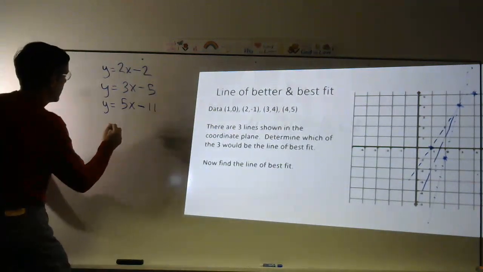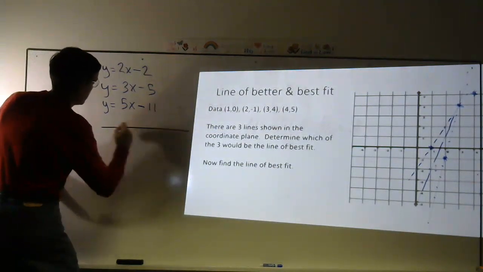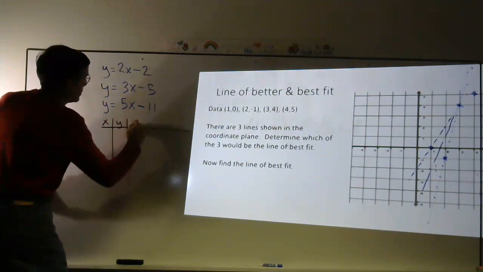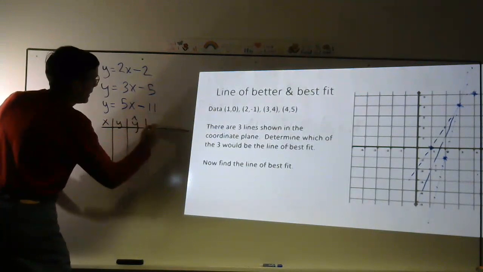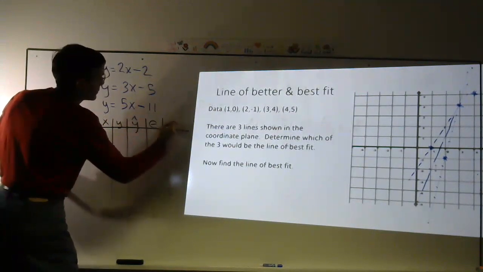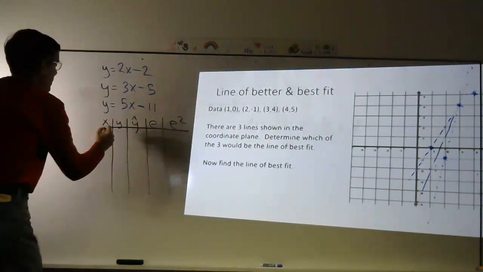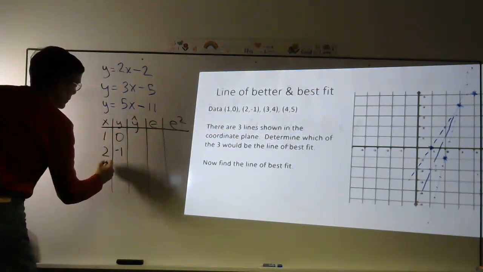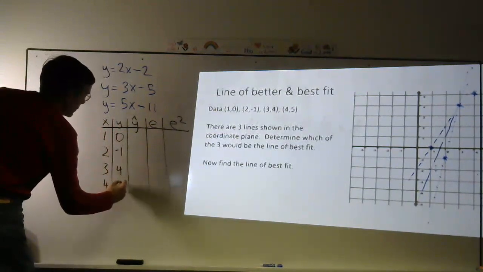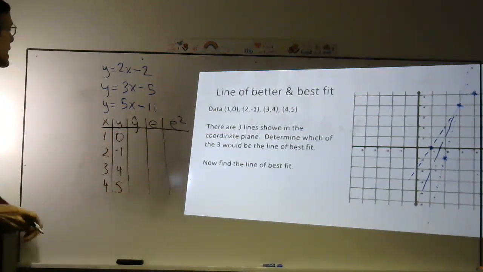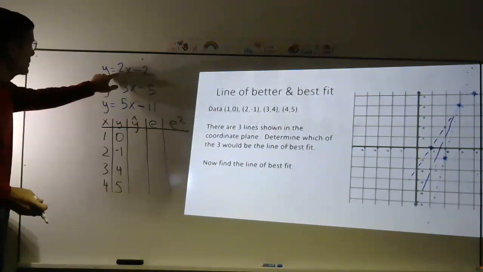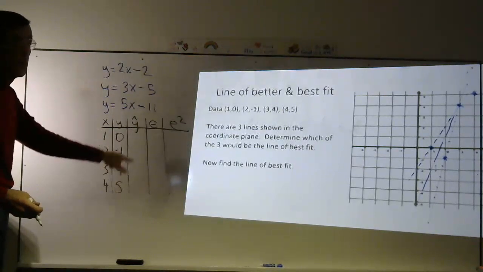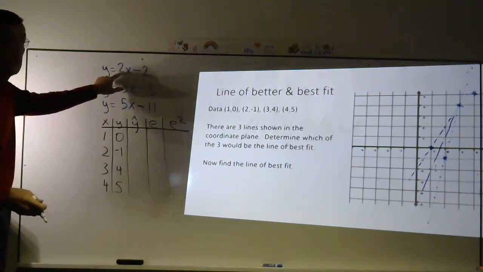So we do what we did in the last one. We're going to make the x, y, y hat, error, and error squared. Data, 1, 0, 2, -1, 3, 4, 4, 5. Y hat, we'll do this first one. When you put the x value in, what the y value of the equation gives you is your y hat. So I need to put the x values in here for x.